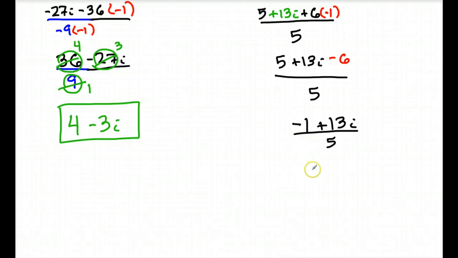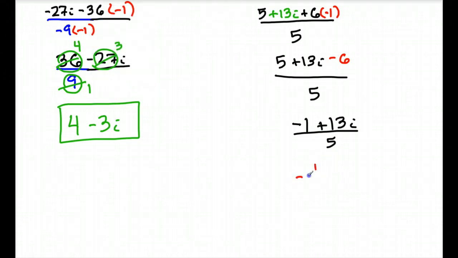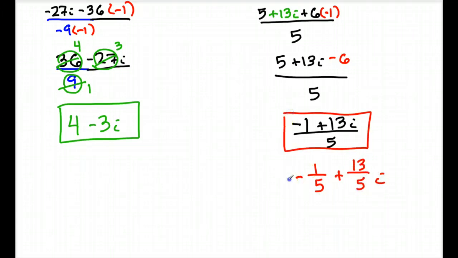Another way you could write it, and you're going to see this written sometimes in your answer keys and in math books, is a lot of times they'll split up the real part from the imaginary part and just make this two separate fractions. So another way to write this is by writing it as negative 1/5 plus 13/5 i. And these would both be acceptable as your final answers.